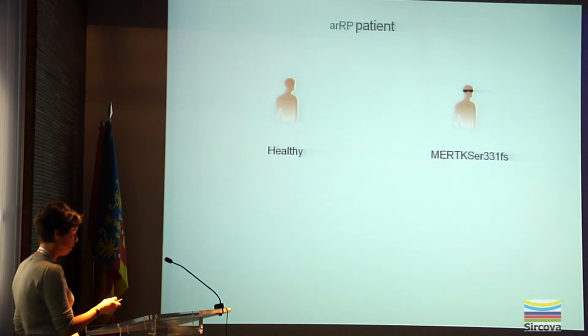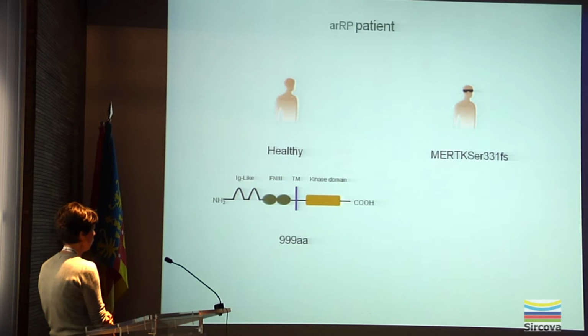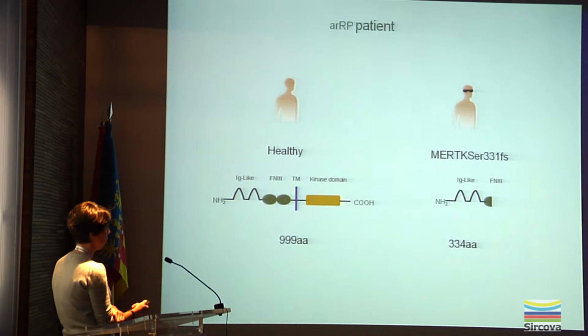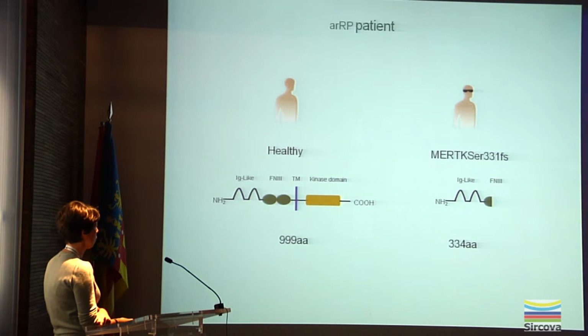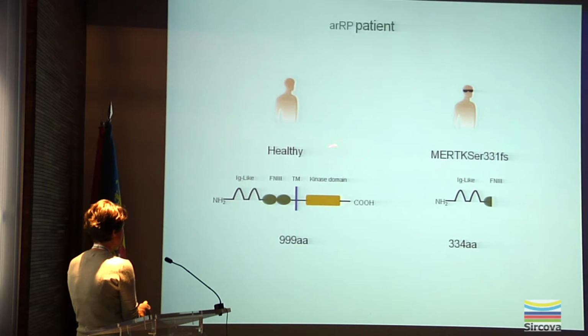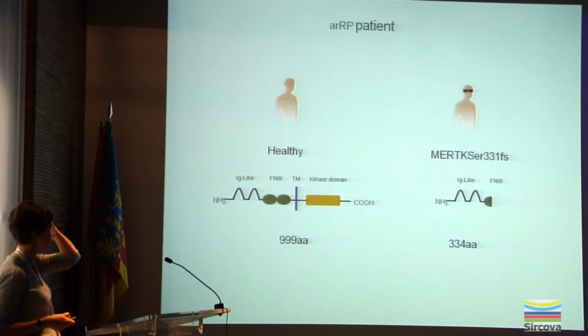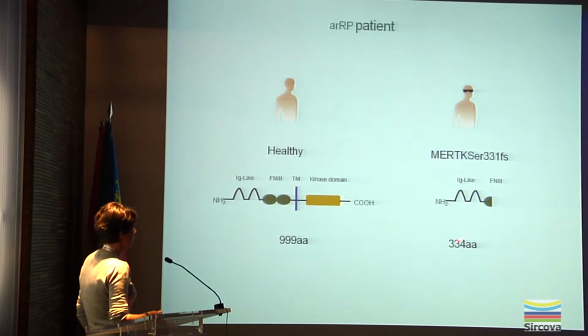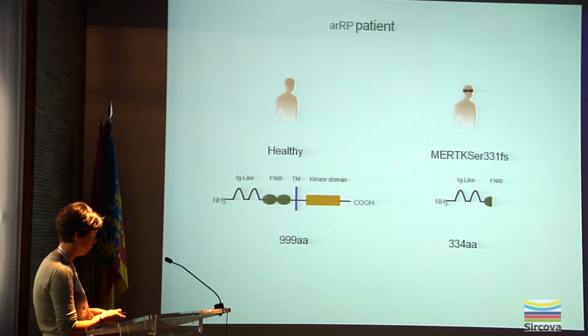the premature stop signal. The full protein is 99 amino acids longer. However, the predicted truncated protein in this patient is only 334 amino acids. You can see that this truncated protein is lacking the kinase domain here, which is actually the effector domain, which transmits the signal into the cell interior. So presumably this patient will not have the kinase effect. And also these truncated proteins are usually degraded in the cell, so they are not even visible in the cell.